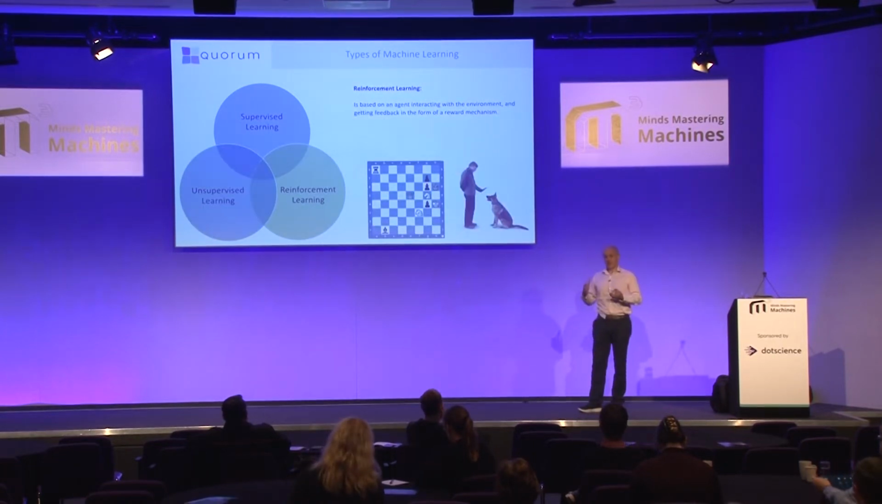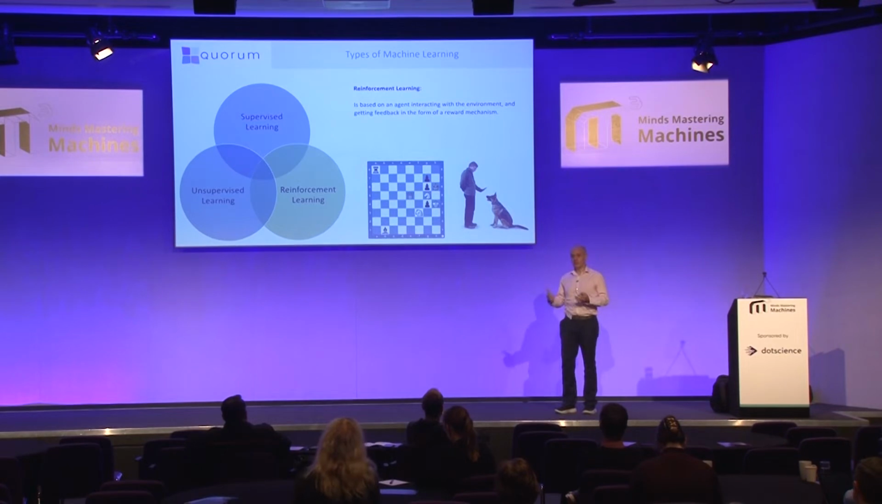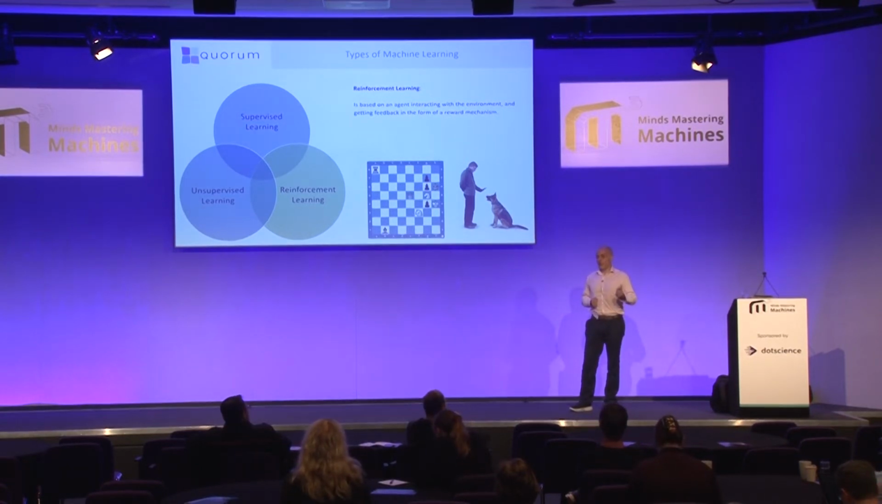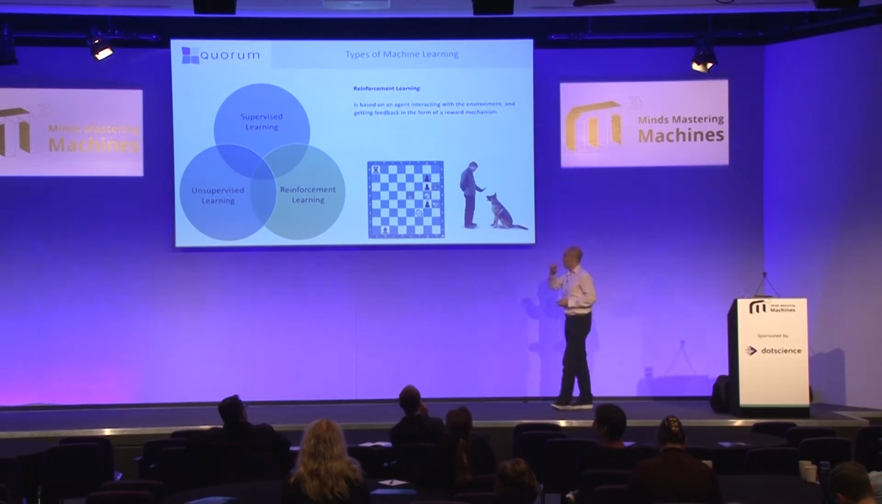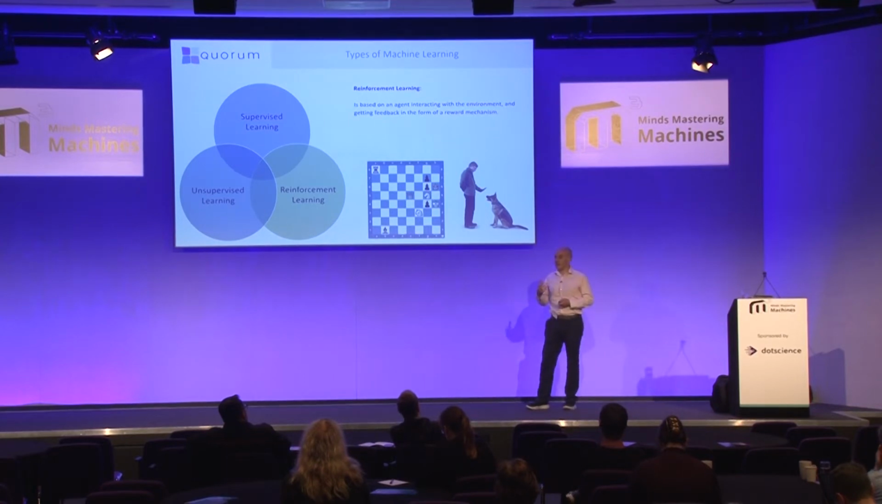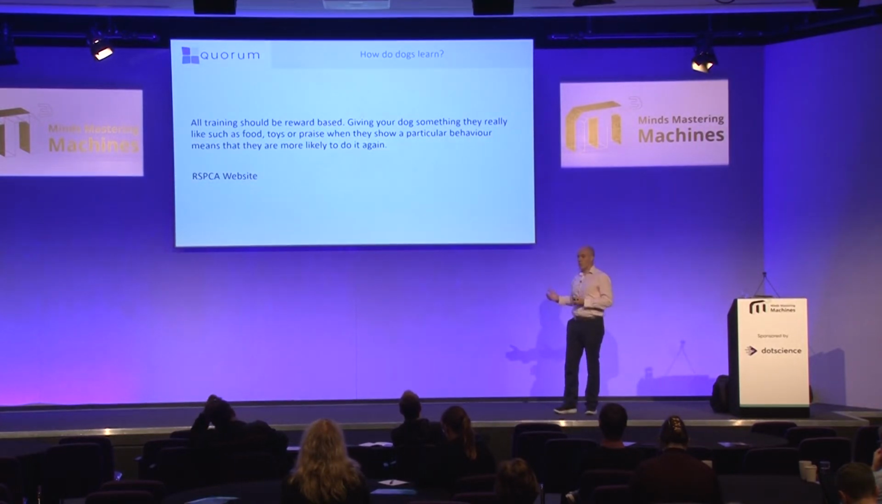Reinforcement learning is the third type of machine learning, and it's quite different from the other two. It's based on some form of agent interacting with an environment and getting a reward signal as feedback. And that makes it quite different. Actually, it's very similar, and the previous speaker spoke about this, to how you would train a dog. In fact, the RSPCA say that all training should be accompanied by a reward mechanism.